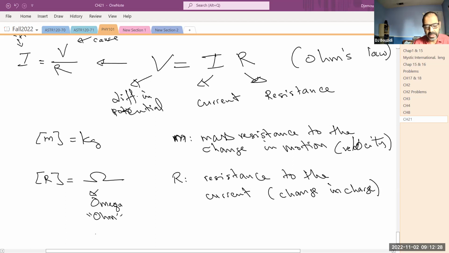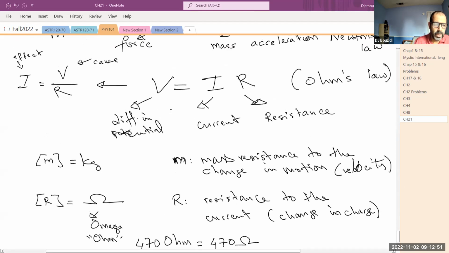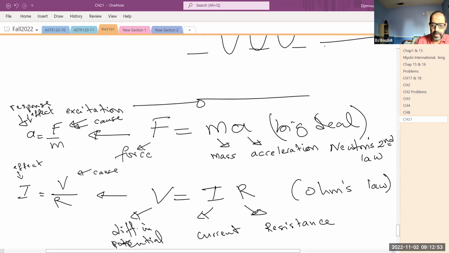You don't say I have 470 omegas. This is not correct. You say I have 470 ohms. And you write it actually, that's the resistor that we found in the lab, 470 with a capital omega. Okay, the Greek letter omega. So that's basically the comparison between mechanics, which is this part. This is mechanics. And this is electricity.